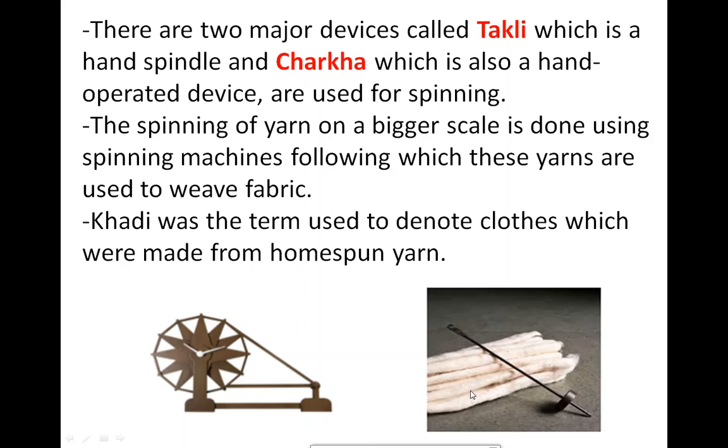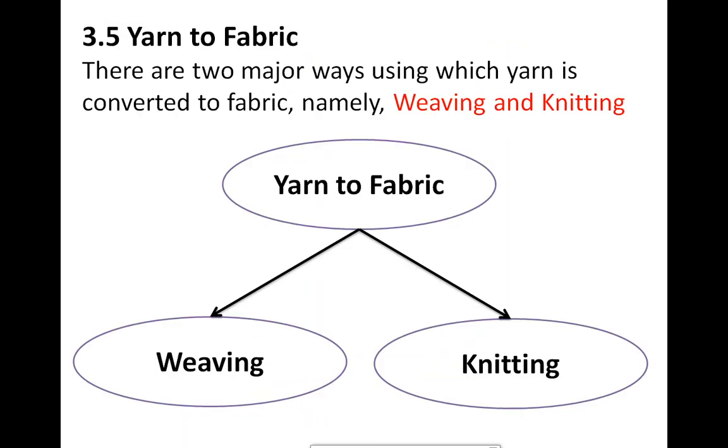Understood? Yes. Next one, now here we get the yarn, means in the spinning process we get yarn. Now we are converting the yarn into fabric. So again there are two processes for getting the fabric from the yarn. First one is weaving and the second one is the knitting process.